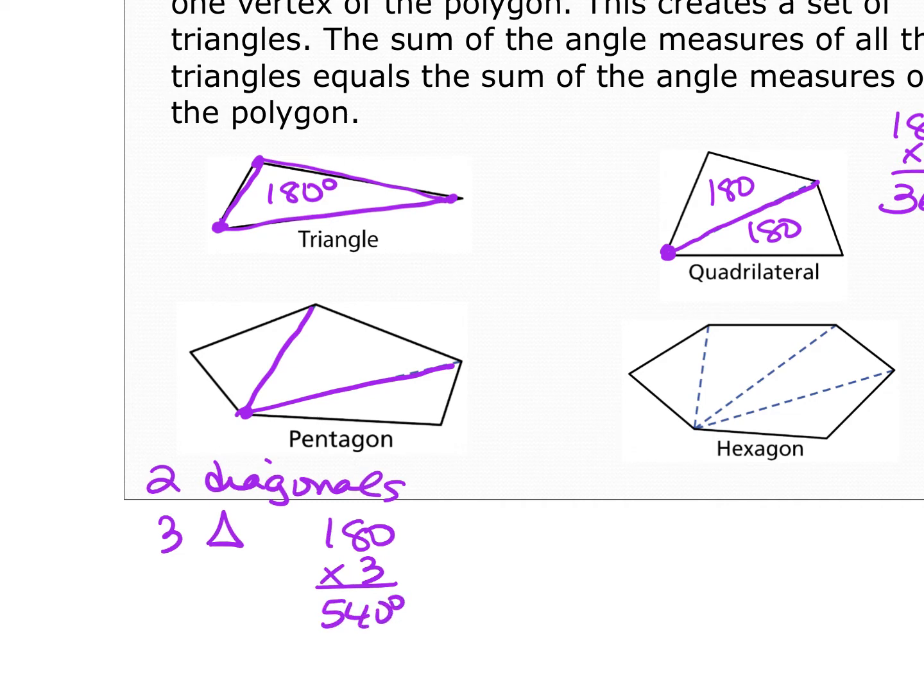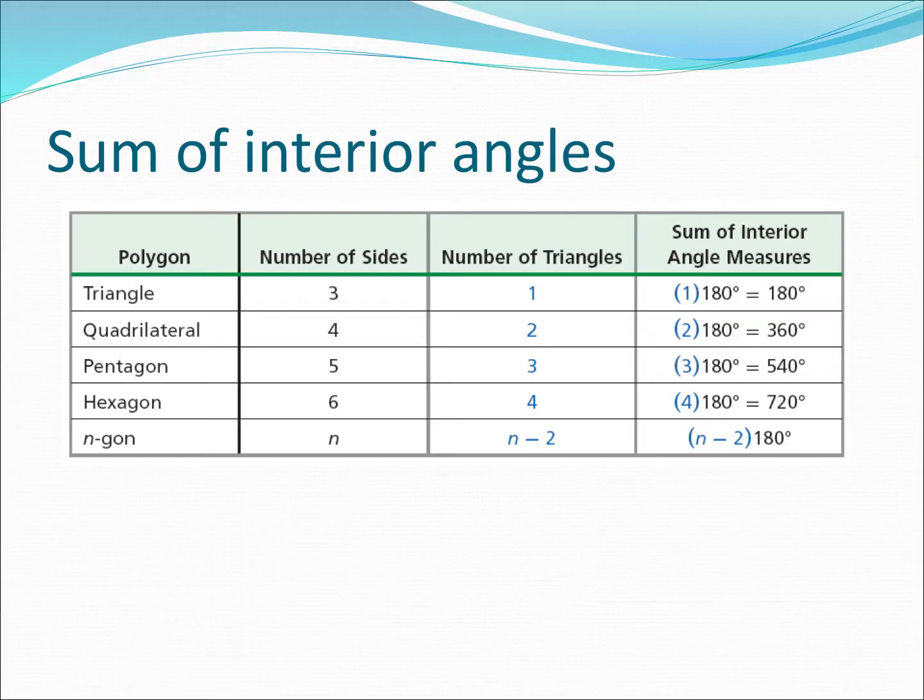Instead, I'm going to teach you a formula on the next slide. The next slide has a chart, and it's got the polygon name in the first column. It's got the number of sides in that polygon. Then it tells the number of triangles that you could form. And then the last one, the sum of the interior angles. You're just going to take the number of triangles that are formed and multiply it by 180.